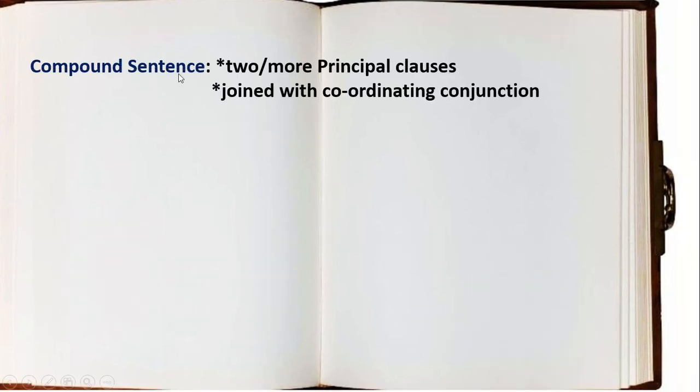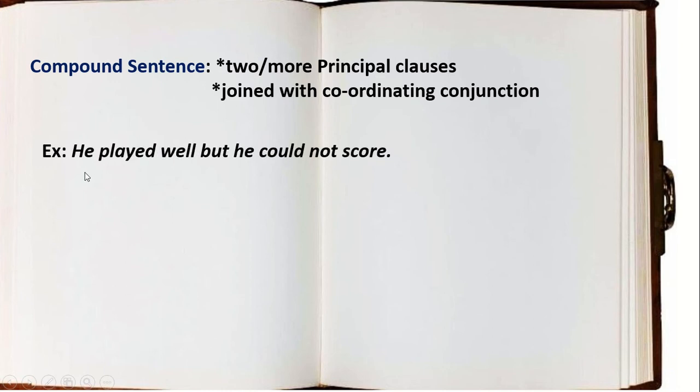Here comes compound sentence. When two or more than two principal clauses are joined by a coordinating conjunction, then it is called a compound sentence. Examples are: he played well, but he could not score. He played well, this is one independent clause. He could not score, this is also one independent clause. And these two clauses are joined by this conjunction. So it becomes a compound sentence.